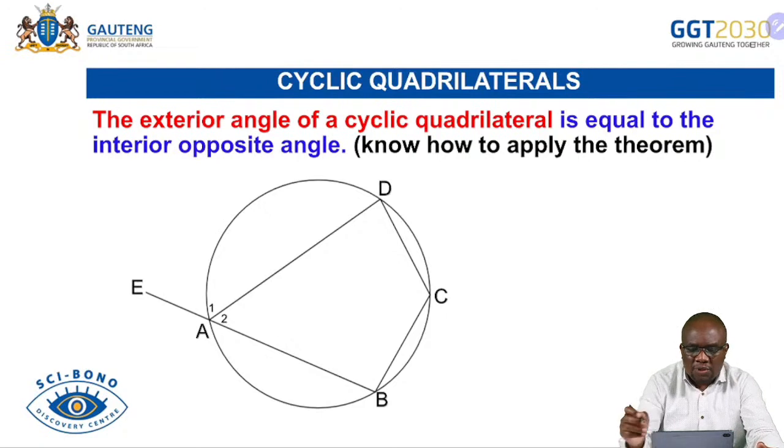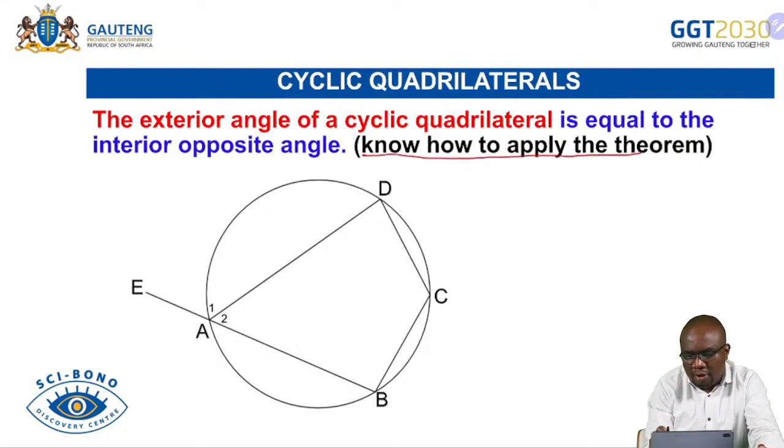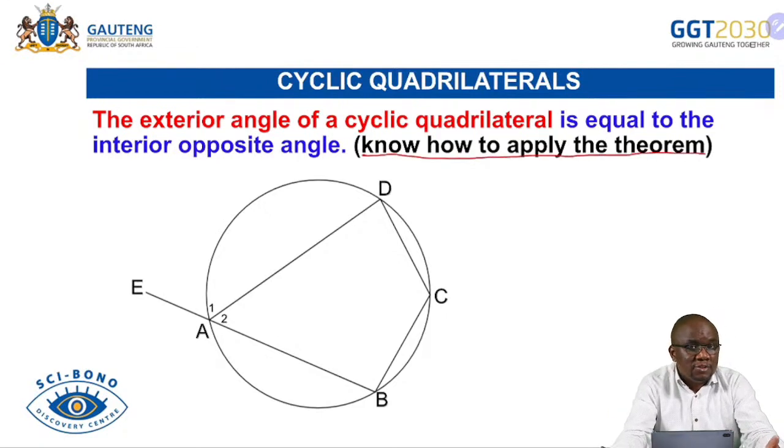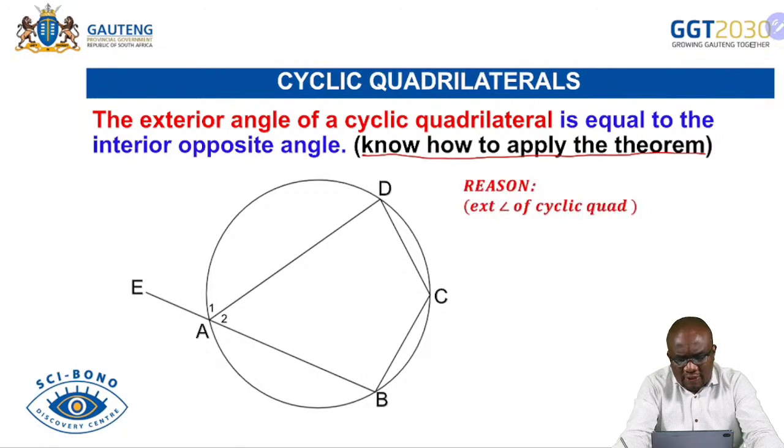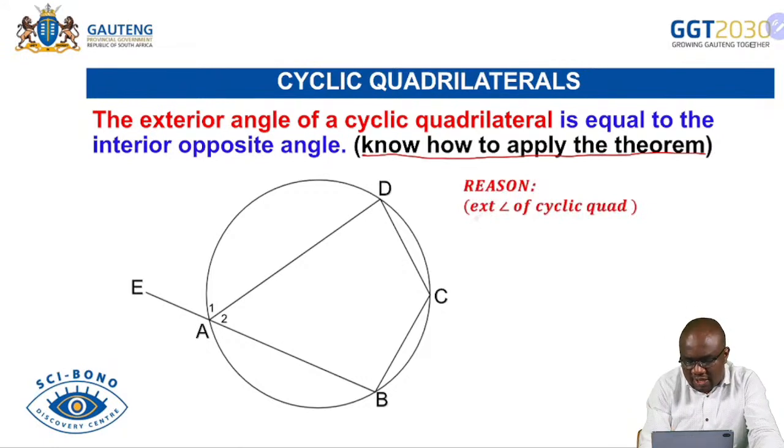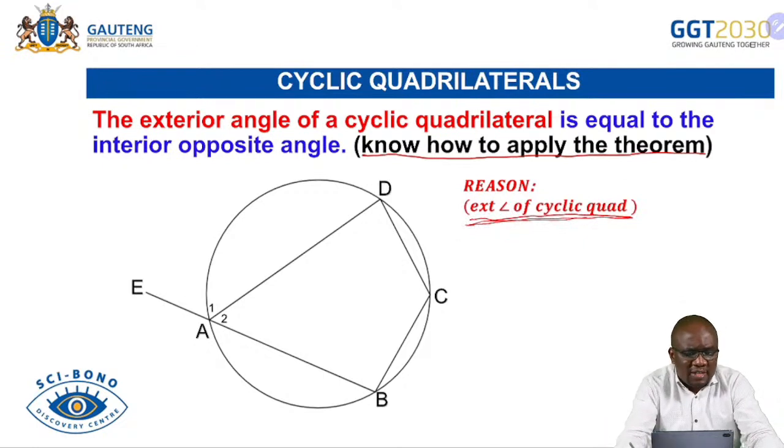This one, we just need to know how to apply the theorem. We're not going to prove this one. You must know how to apply it. The exterior angle of a cyclic quadrilateral is equal to the interior opposite angle. Okay, we see that. So the reason we write here, we say exterior angle of a cyclic quad. You can write that reason very fast. You don't need to write the whole sentence, okay?